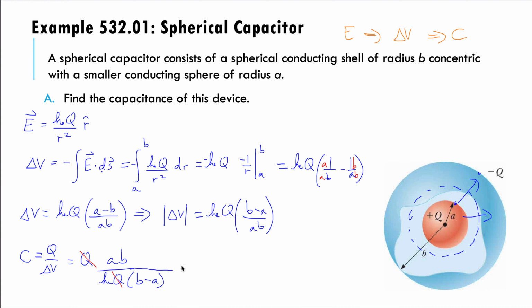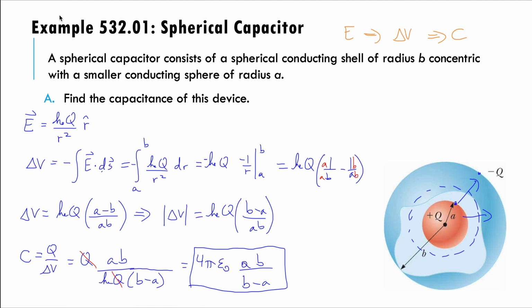So we have our final answer, and we can also write it in terms of the permittivity of free space. We know that k_e is 1 over 4 pi epsilon naught. So we can rewrite the k_e in the denominator as 4 pi epsilon naught in the numerator, and then a times b over (b minus a). So that's going to be the capacitance of our spherical capacitor.